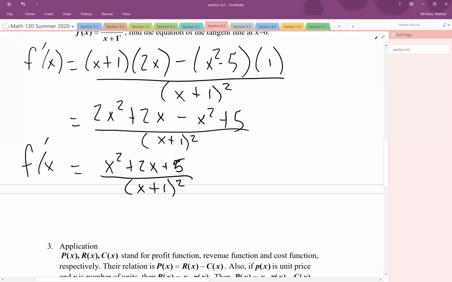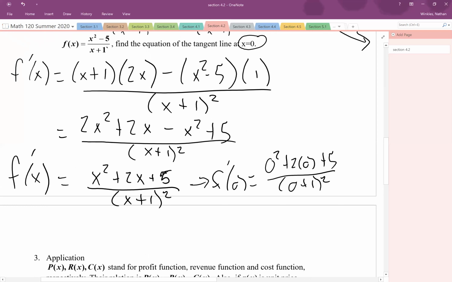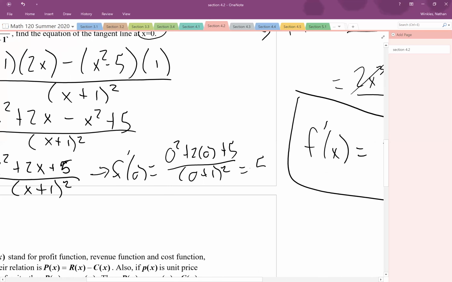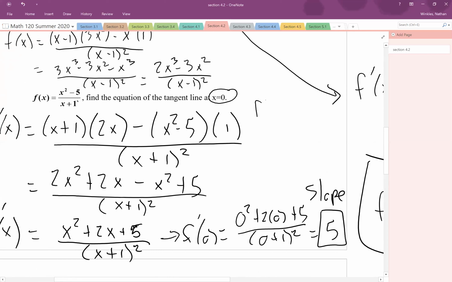Now keep in mind, this was finding the equation of the tangent line at x equals 0. So we need f prime of 0. So we get 0 squared plus 2 times 0 plus 5 over 0 plus 1 all squared. So we get 5. This is our slope. Now coming back up here, we need to find f of 0. So 0 squared minus 5 over 0 plus 1. So we get negative 5. So we have the point 0, negative 5.